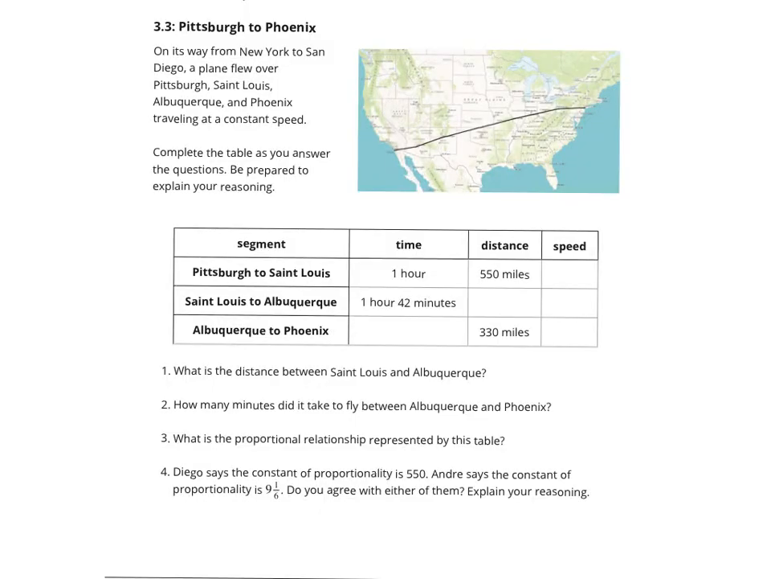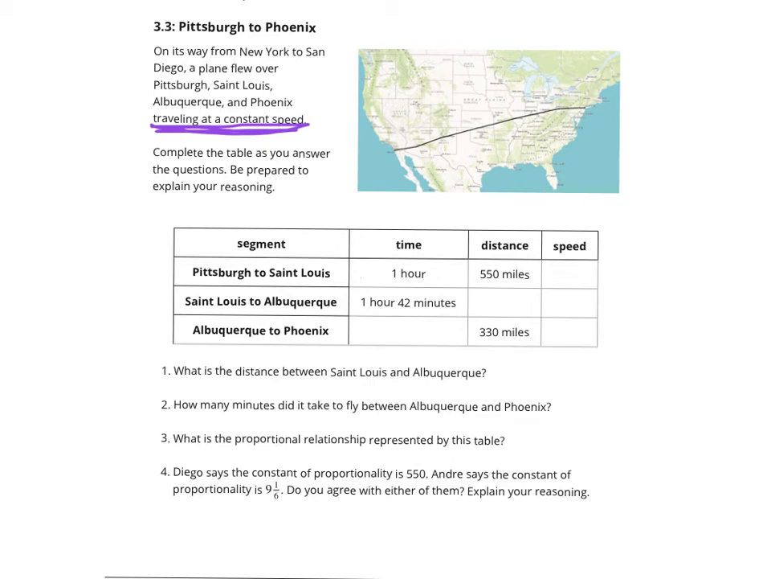Okay, and now we have this next activity, and this is an important one. It's a little complex, so let's play along here. On its way from New York to San Diego, we've got a plane flying over Pittsburgh, St. Louis, Albuquerque, and Phoenix. So it's flying across the country, flying over those cities. And the important piece here is that it is traveling at a constant speed. Complete the table as you answer, and we'll explain your reasoning.